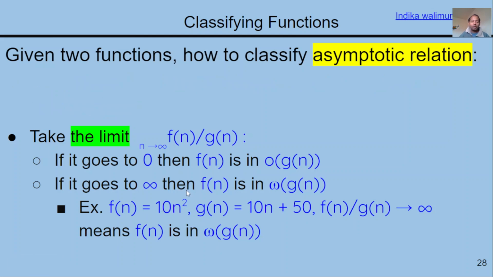Fn is 10 n to the 2. Gn is 10n plus 50. So the Fn over Gn ratio goes to infinity because this function always lies underneath of this function. Well, after some constant, obviously. So after some n naught value, the ratio goes to infinity.